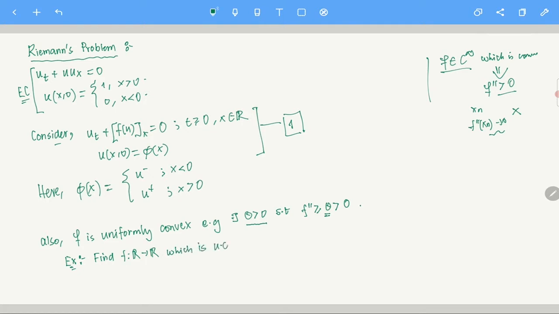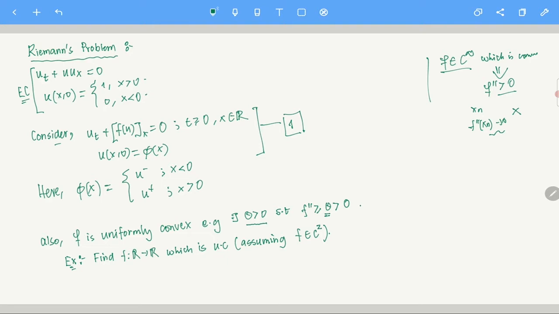Of course you do realize that whenever we are saying uniformly convex, we are assuming that f double prime exists, right? So basically, assuming f is smooth, f is at least C2 or C infinity. It is not a very precise thing here. You can take C infinity, you can take C2, but C2 is fine enough. You don't worry about it.